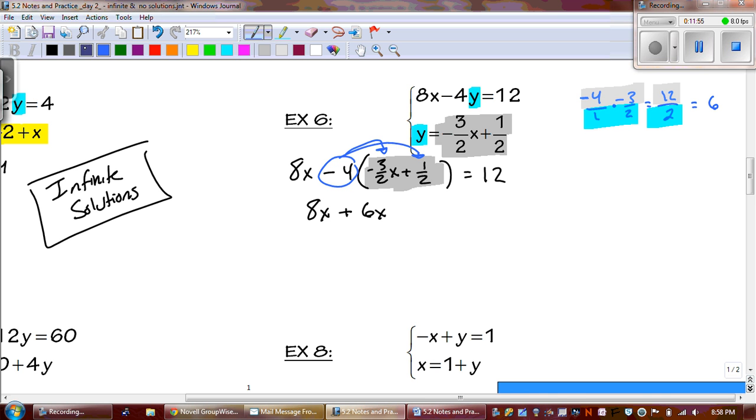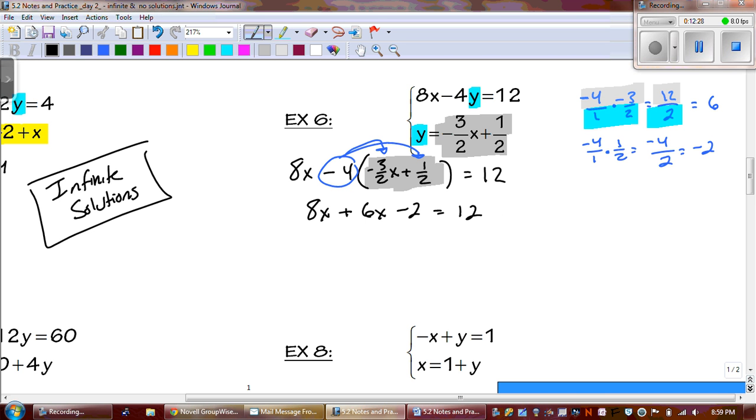And the next one is negative 4 times 1/2. Some of you might be able to do that in your head, but I'm going to show my work. So multiplying across, we get negative 4. 1 times 2 is 2. And then negative 4 divided by 2 is negative 2. That wasn't too bad, was it? Yeah, I didn't think so.